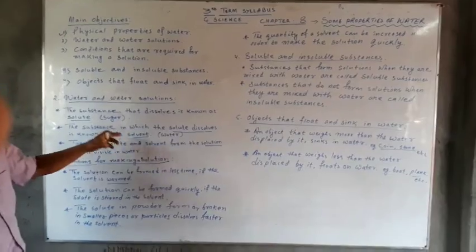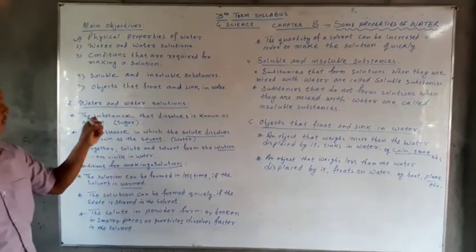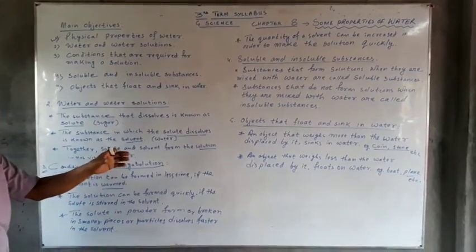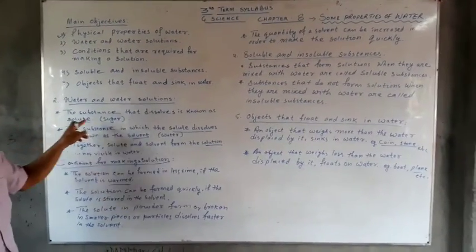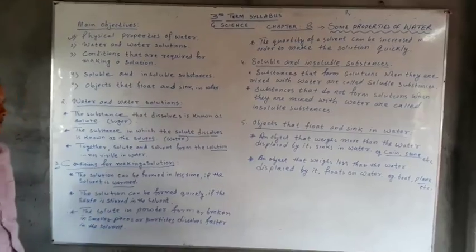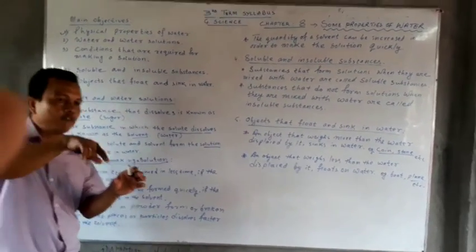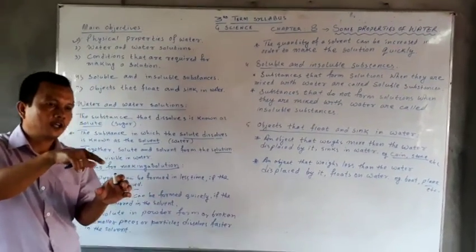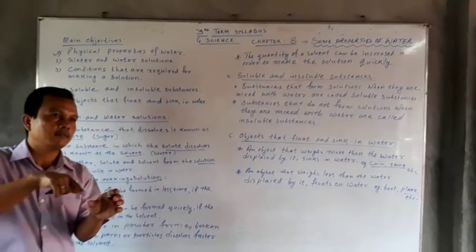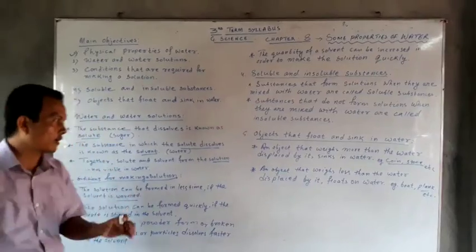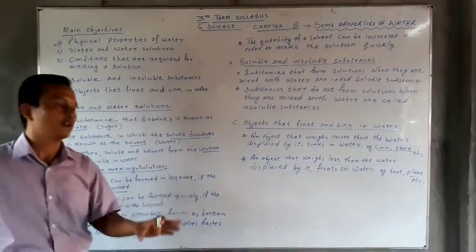So solvent. When you take a glass of water, that water inside the glass is the solvent and the solute is the sugar when you mix it. And after some time when you stir it, it totally dissolves. Dissolve means that sugar is totally mixed with water and it is invisible.